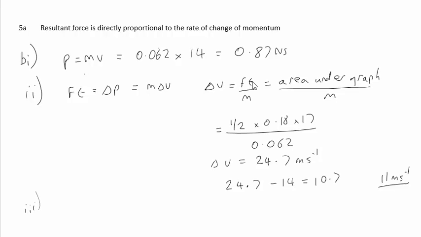In part 3, we're to state what is meant by an elastic collision and how our answer shows that this is not elastic. Well, in an elastic collision, kinetic energy is conserved. And here, speed changes, so kinetic energy changes. So it is not an elastic collision.